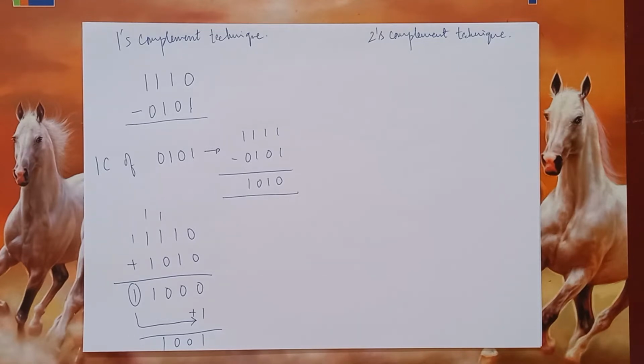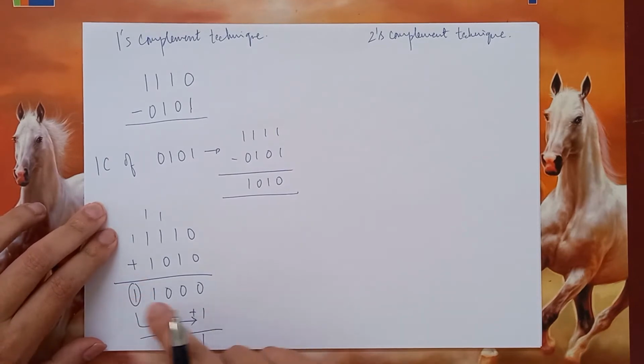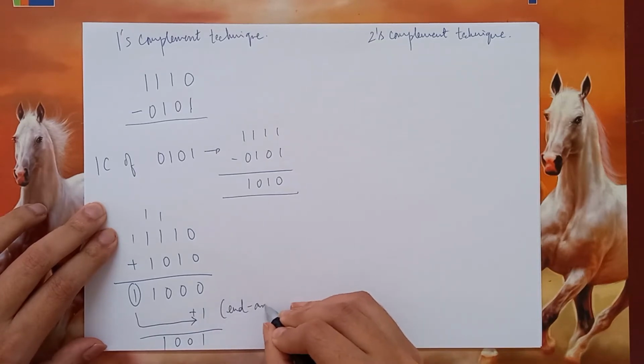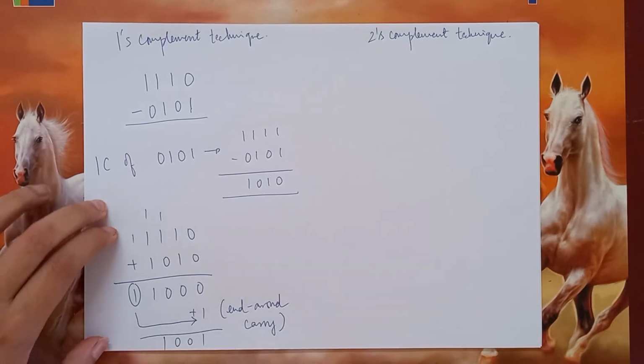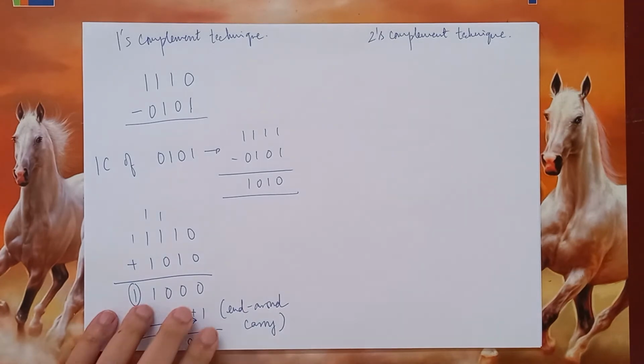So this particular step where we have to take this 1 and add it back over here is called end around carry. Now let us do the same operation but using 2's complement.